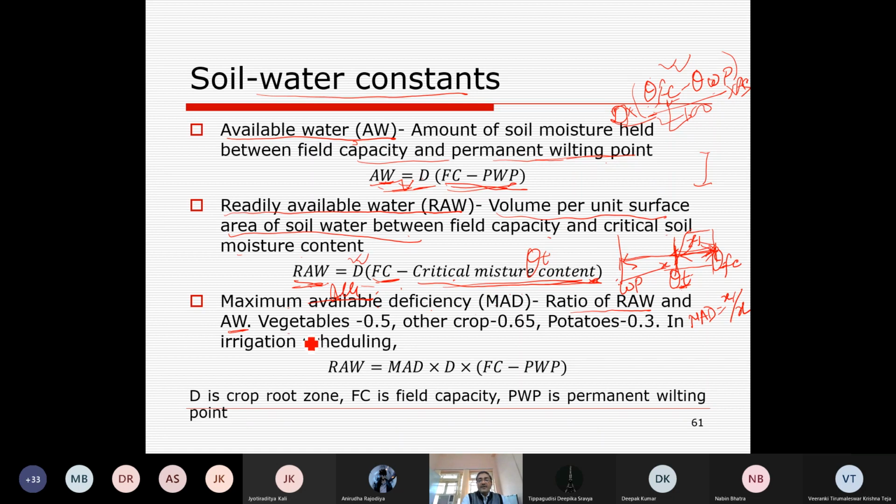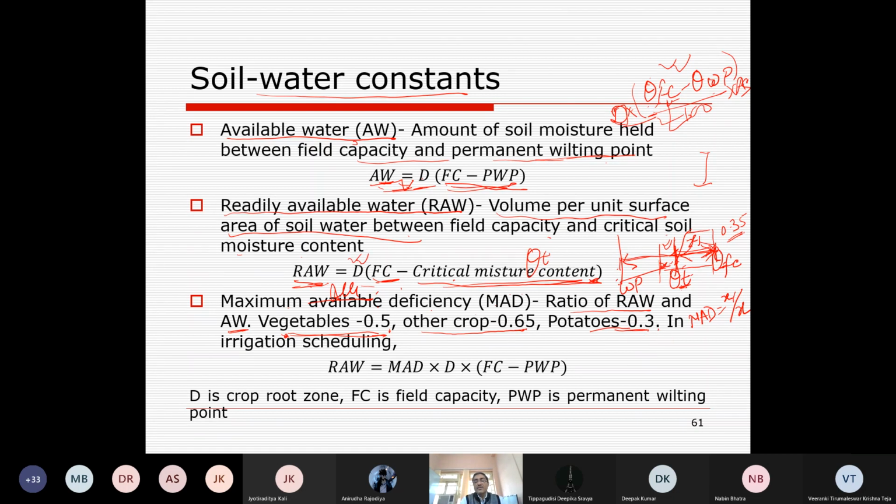So this is for different crops, like vegetables can go up to 0.5. Half of the water can be depleted from the available water, and there will be least loss of yield or return. For other crops, it is 0.65, meaning this portion should be 0.65 and here it should be 0.35, or a maximum of 30% water should be used. When depletion remains 0.65, we should irrigate. Potato can be up to 0.3.